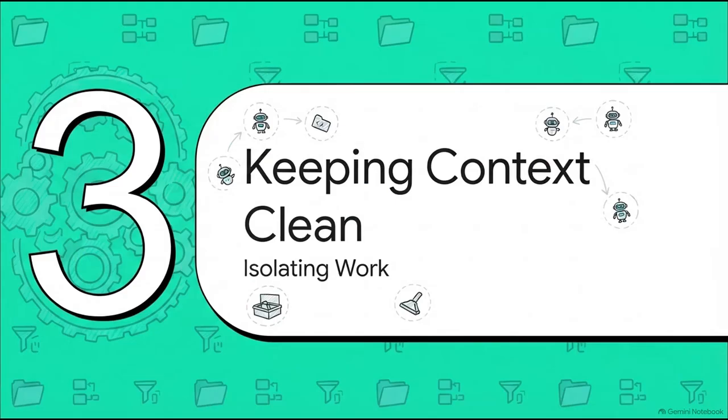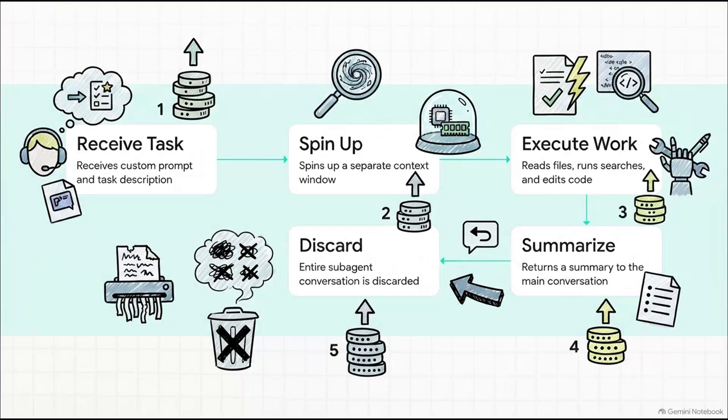Section 3. Keeping the context clean. Now, what's really interesting about this slide is the life cycle of how a subagent actually operates. It happens in 5 distinct steps. First, the subagent receives a custom system prompt defining its role along with the specific task description based on what you asked for. Second, it spins up its own completely isolated context window.